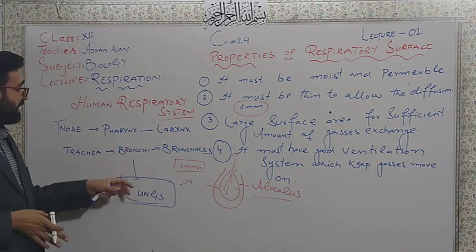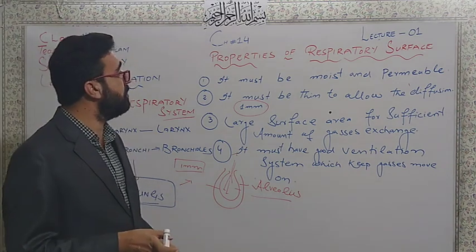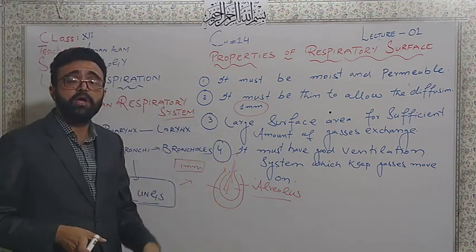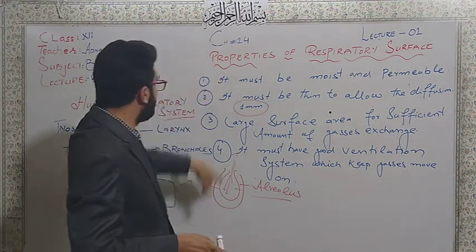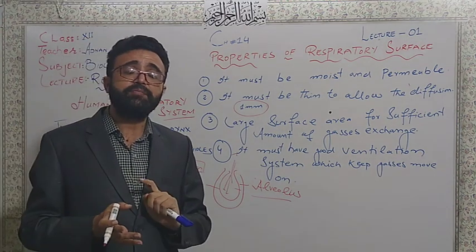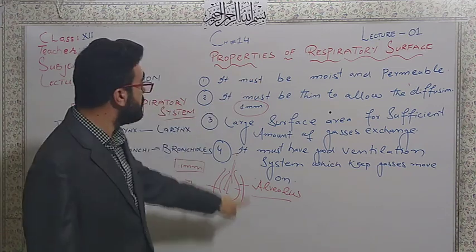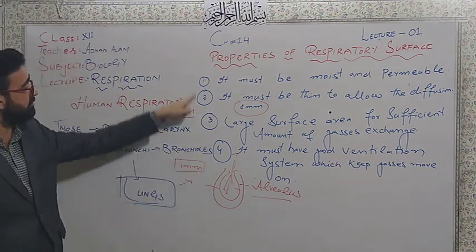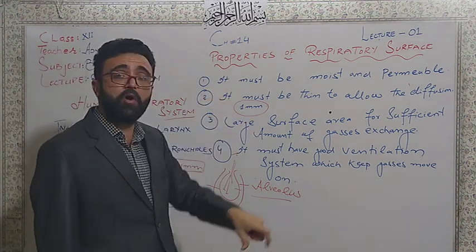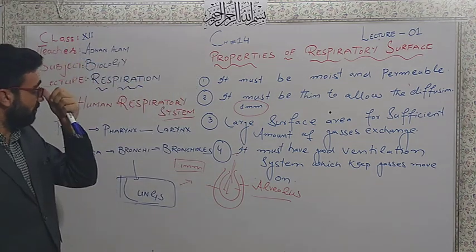So we can say that yes, in the human respiratory system, the lungs are the respiratory surfaces and they have these 4 properties. Every surface which has these 4 properties can be designated as a respiratory surface. And dear students, you need to learn them because it's an ideal short question from the exam point of view.